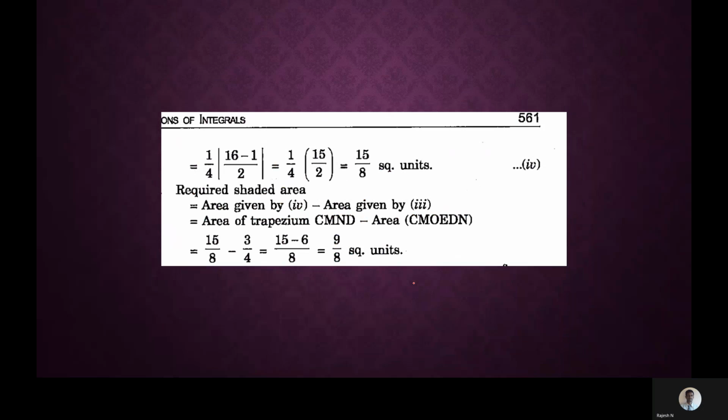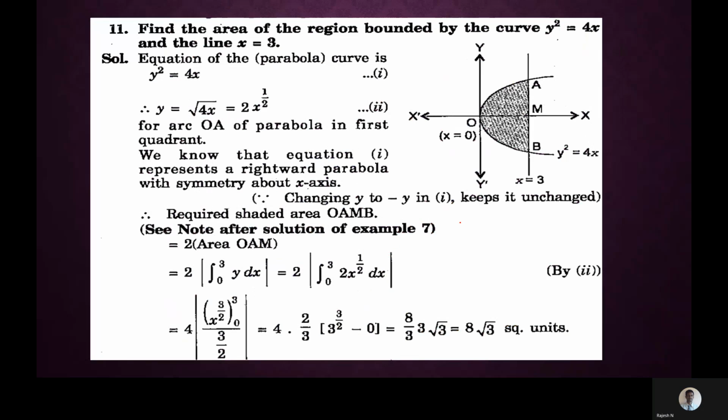So total area is equal to what? Area under the line minus area under the parabola. Area under the line is 15 by 8 minus area under the parabola, which is 3 by 4. So the answer is 9 by 8 square meter.